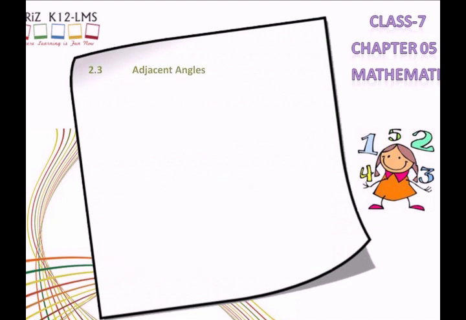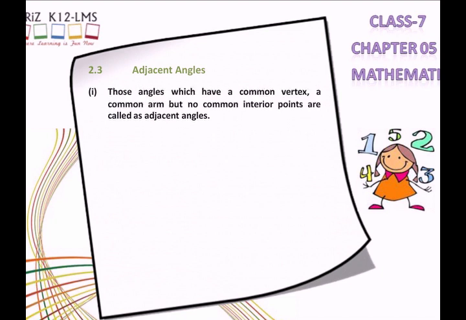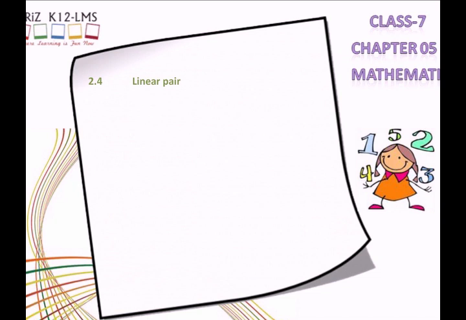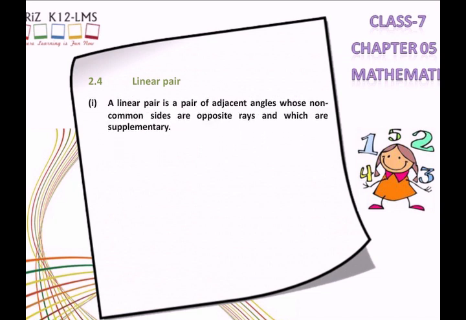2.3. Adjacent angles. Those angles which have a common vertex, a common arm, but no common interior points are called as adjacent angles. Examples. 2.4. Linear pair. A linear pair is a pair of adjacent angles whose non-common sides are opposite rays and which are supplementary. Examples.